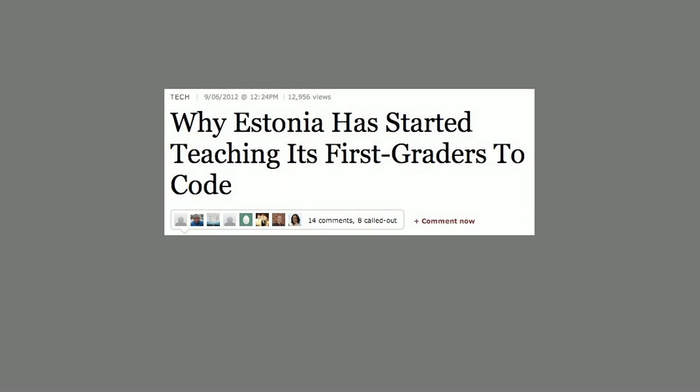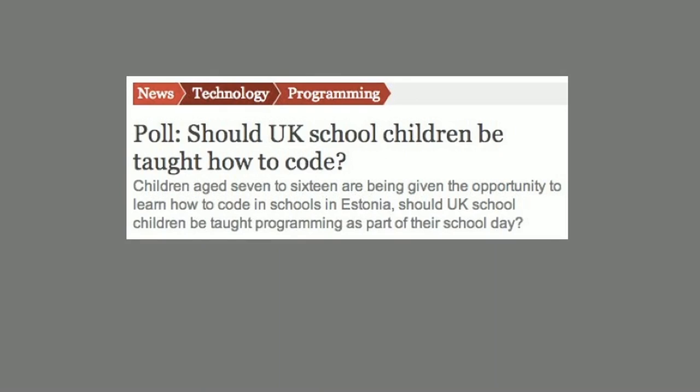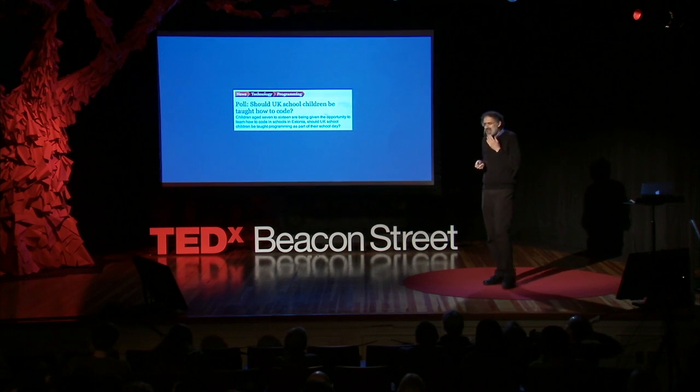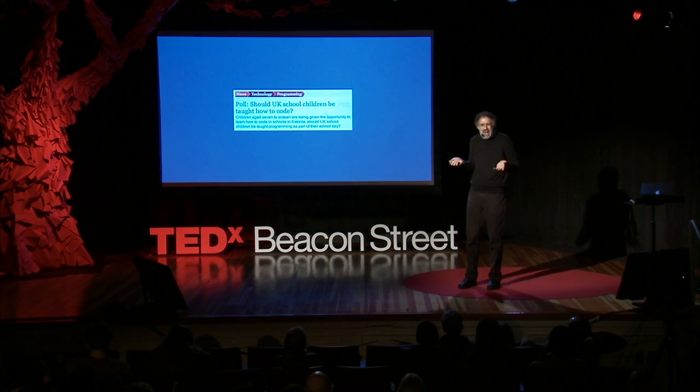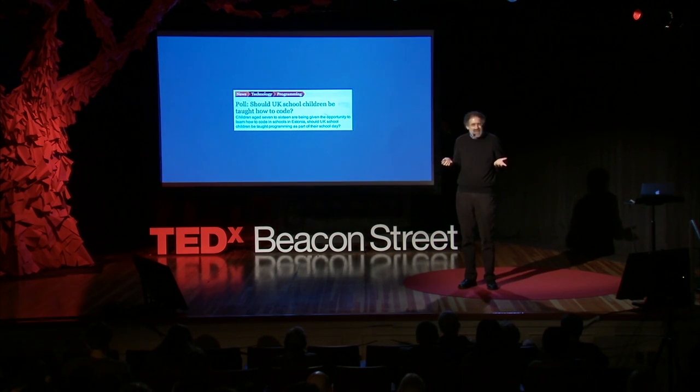A few months later, the country of Estonia decided that all of its first graders should learn to code. And that triggered a debate in the UK about whether all the children there should learn to code. Now, for some of you, when you hear about this, it might seem sort of strange, everybody learning to code. When many people think of coding, they think of it as something that only a very narrow subcommunity of people are going to be doing.